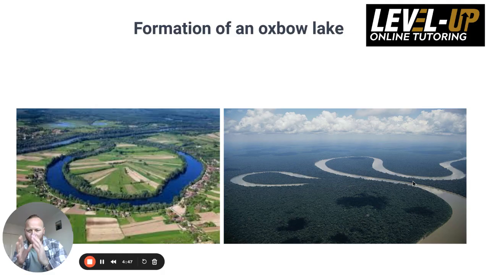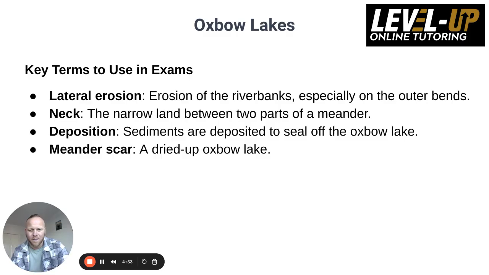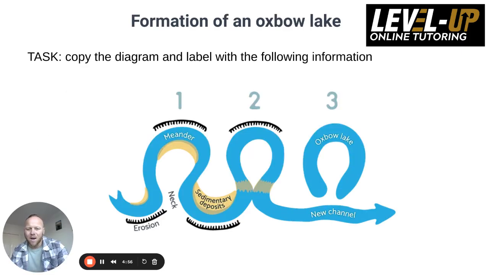That neck is the narrow part between the two meanders. There's one meander here, there's one meander there. We know that's going to cut through and join, okay? We can see it happening. Okay, so this is all what happens. This is exactly what happens.